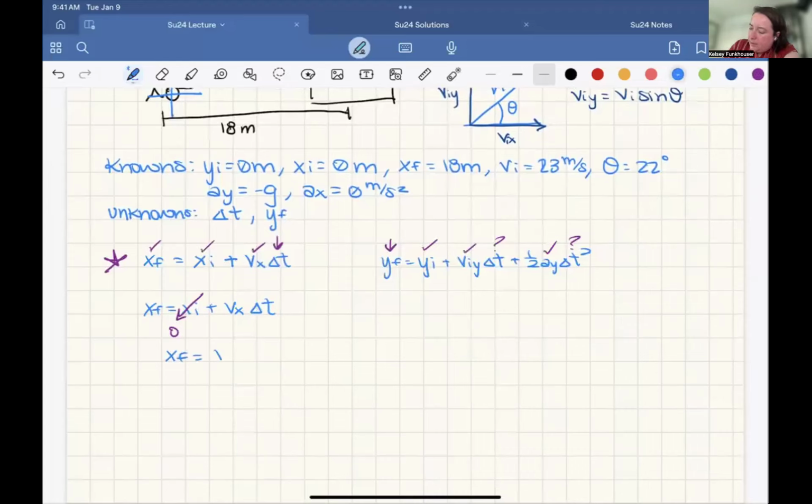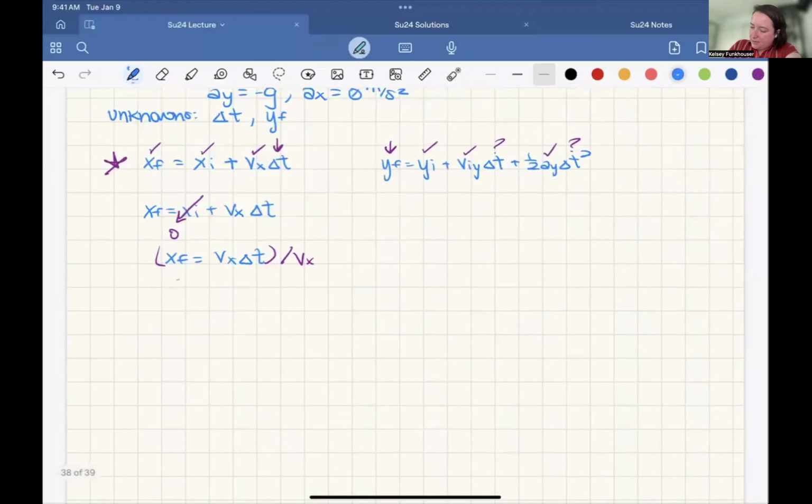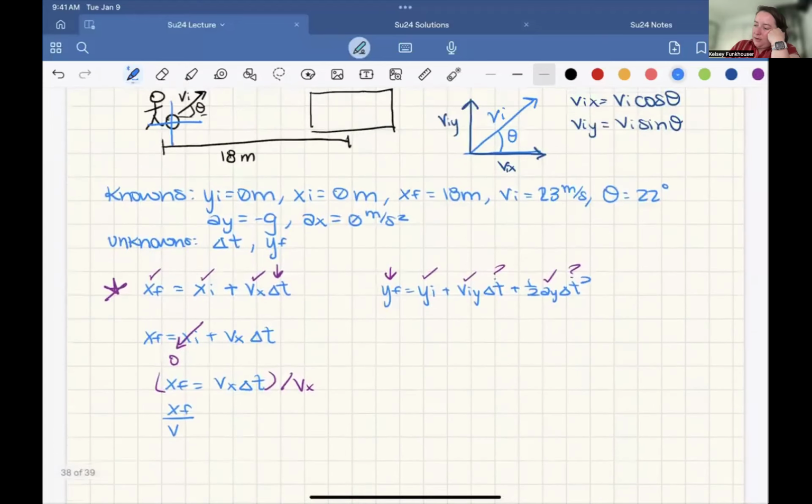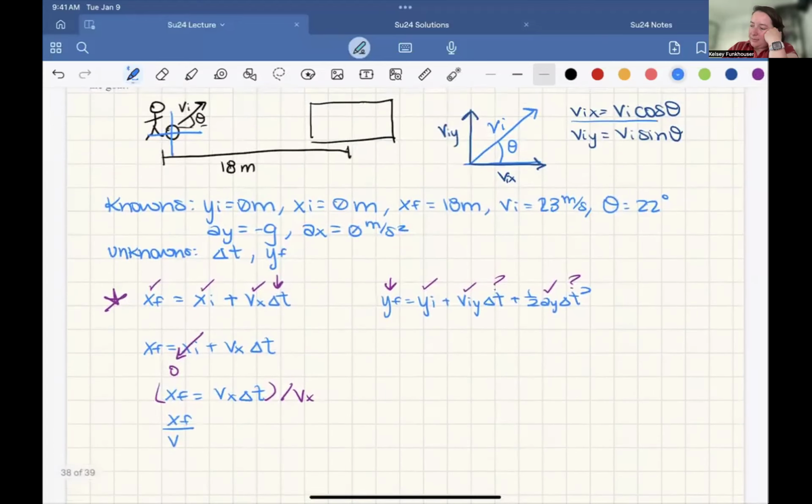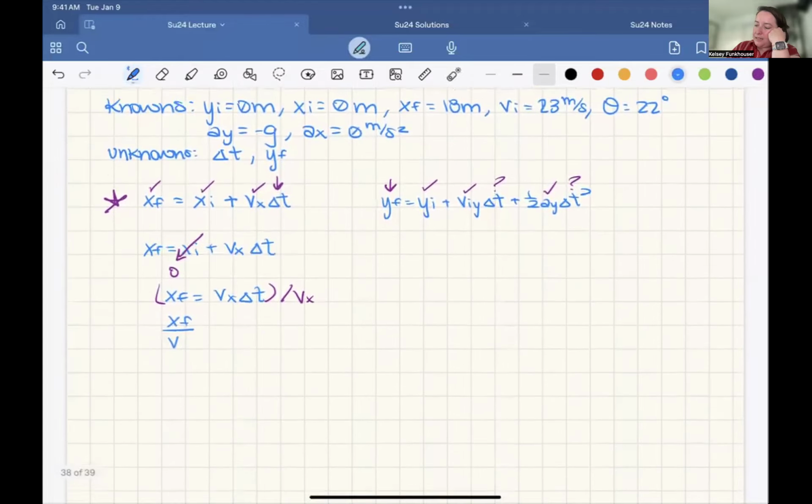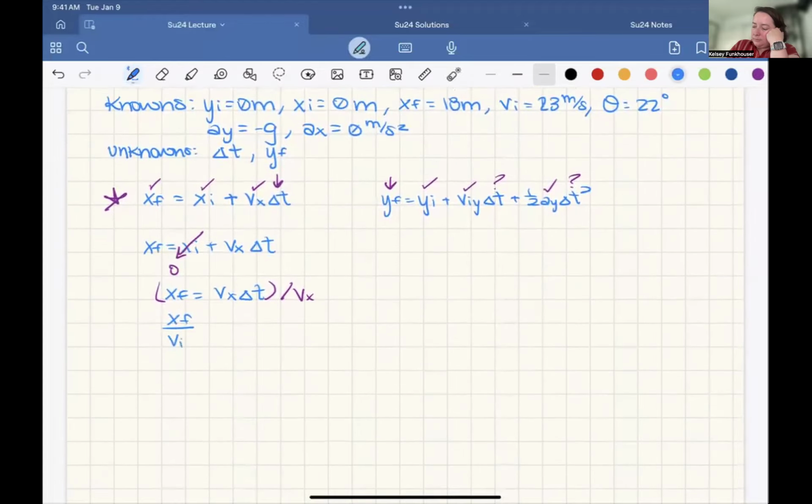X final equals v delta t. And then we're going to divide the velocity on both sides. So that's going to give us the final position divided by the initial velocity in x, which we found before. That's going to be the initial velocity we're given times cosine theta. And that is the time interval.